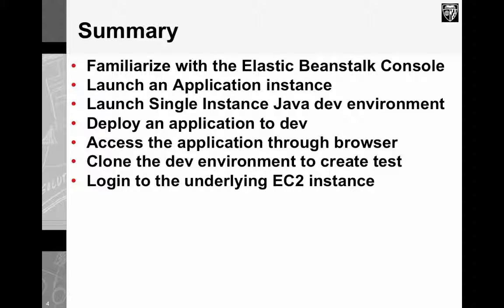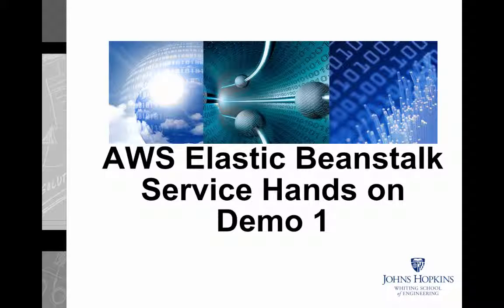We created a dev environment. We then deployed an application to the dev environment. We then tested the application using our browser, and then we also made a clone of the dev environment to create a test environment. We tested the test environment also, and then we were able to finally log into the underlying EC2 instance. Hopefully, this gave you a much better idea as to how to work with Elastic Beanstalk.